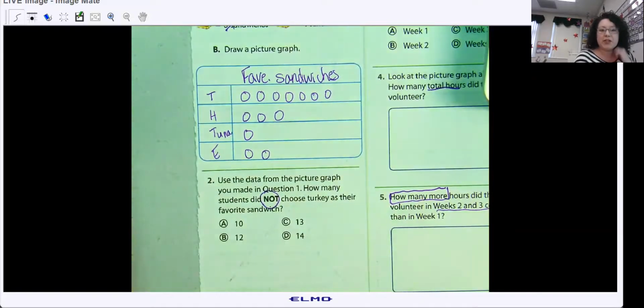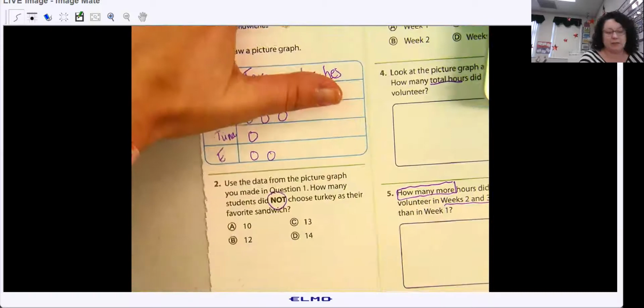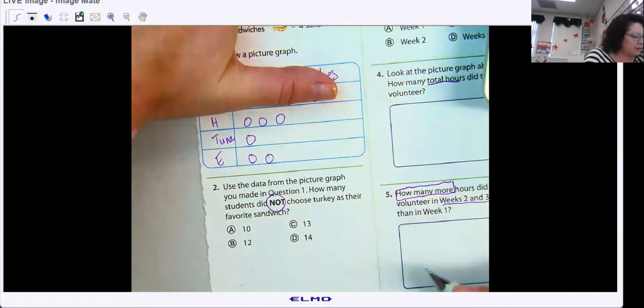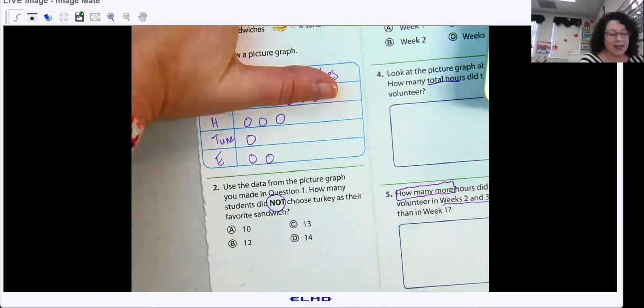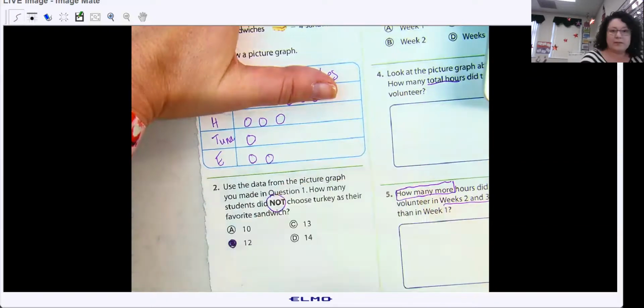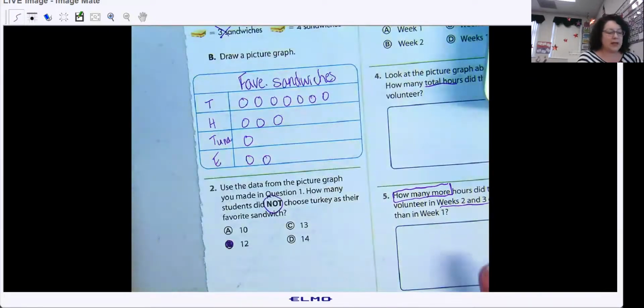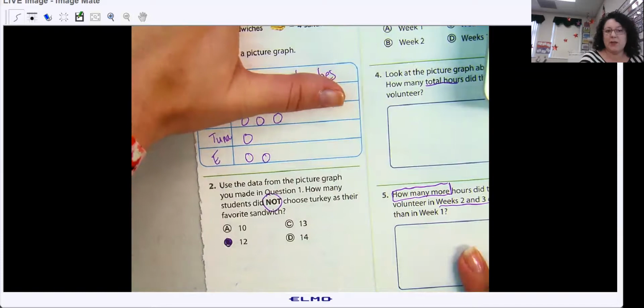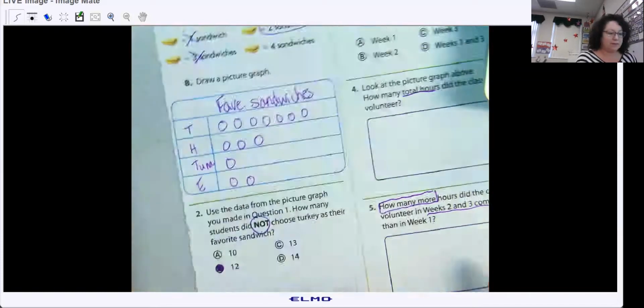Use the data from the picture graph you made in question 1. How many students did not choose turkey as their favorite sandwich? So we're only taking turkey out of it. That's it. Okay? So then I can skip count by 2, right? 2, 4, 6, 8, 10, 12. See what it's asking? No turkey. So we take turkey away and we count what's left over.